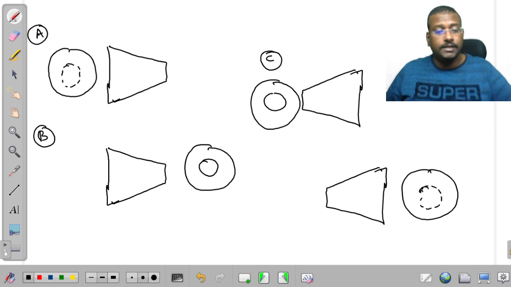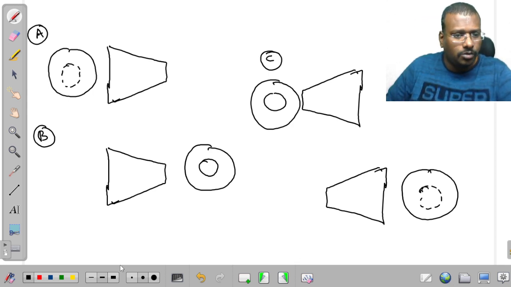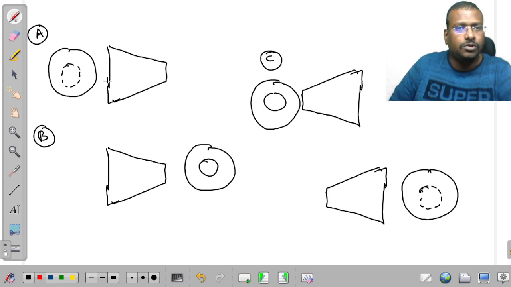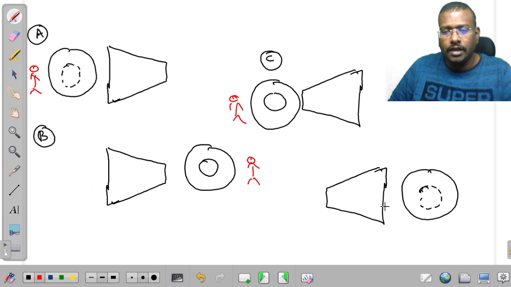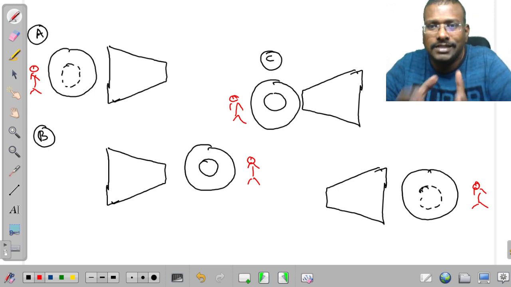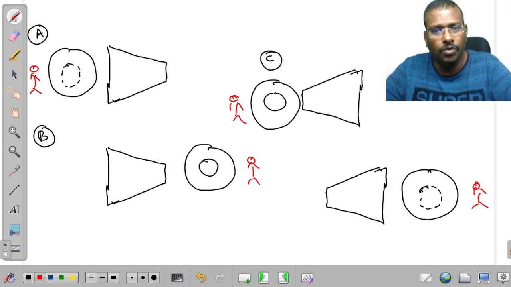How can you say that, sir? Just observe. Your inner circle is dotted, so E is on the larger side. Sir, the inner circle is small, continuous, so E is on the smaller side. Here also E is on the smaller side. Here the inner circle is dotted, so it has to be on the larger side. Wherever the observer is present, on his side only the view is drawn. That is why it is considered as third angle projection.